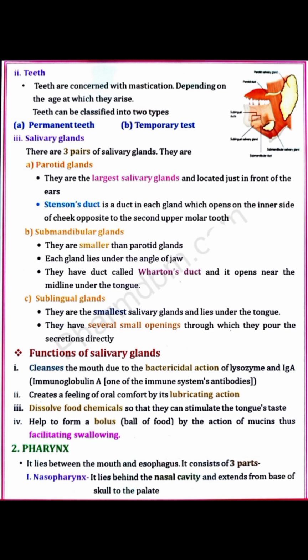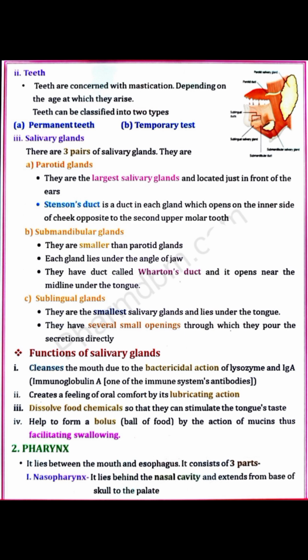Functions of salivary glands. First one, cleanses the mouth due to the bacterial action of lysozyme and IgA, immunoglobulin A, one of the immune system antibodies. Second one, creates a feeling of oral comfort by lubricating action. Third one, dissolves food chemicals so that they can stimulate the tongue's taste. Fourth one, helps to form a bolus, a ball of food, by the action of mucin, thus facilitating swallowing.